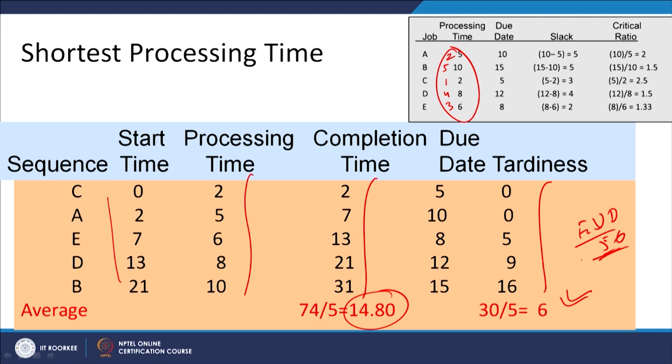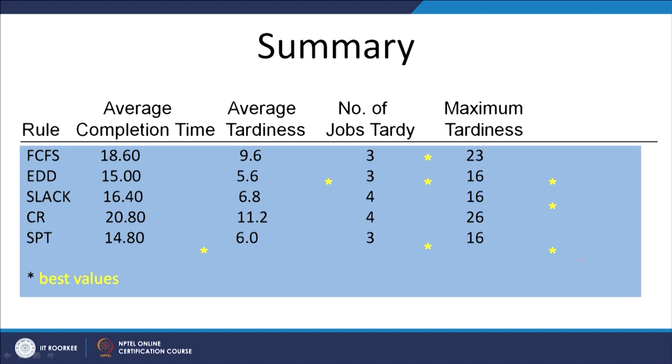Now a comparison of all these rules will be done here. For first come first serve, the average completion time was 18.6, the average tardiness was 9.6, and the number of jobs that were tardy and the maximum tardiness are shown here. Here we will be focusing on these two: for the earliest due date, the average flow time or completion time is 15 and the average tardiness is 5.6. So this is one combination where the average completion time is the second lowest and the average tardiness is the lowest.